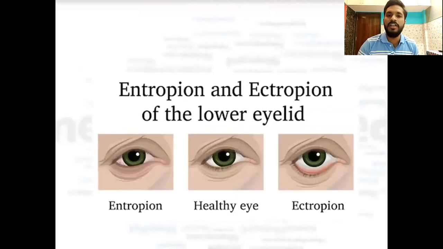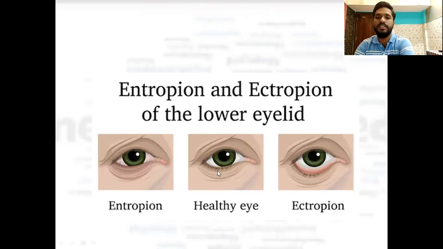Now talking about the entropion and ectropion of the lower lid. You can see in the center there is a normal eye. Now on these two sides there are two different things. One is entropion, one is ectropion. Now the entropion, what is entropion? It is inward movement. The lower eyelid is turning inward, right? So this is known as entropion. If it is turning outward, it will be known as ectropion.